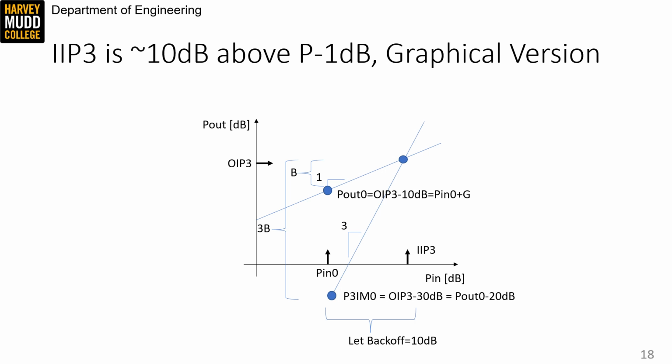Because the relation between P minus 1 dB and IIP3 is so important, we're going to show another way to find it. We can also use our backoff calculation to show that P minus 1 dB is 10 dB below IIP3. We do that by letting our backoff be 10 dB and then showing that the third order intermodulation power would reduce the first order power by 1 dB.